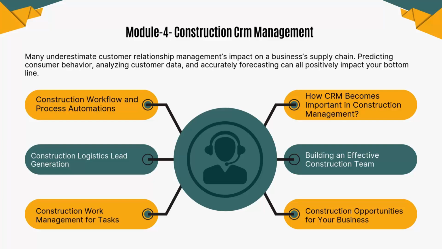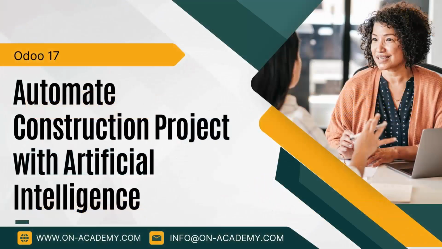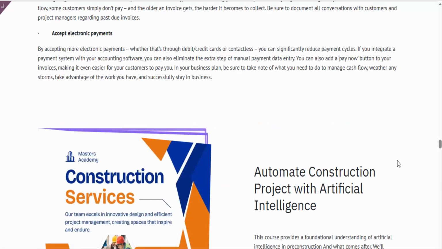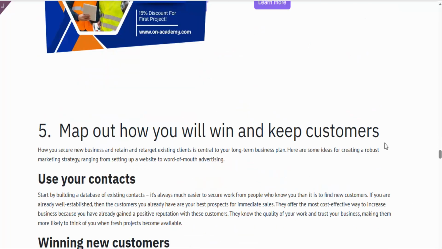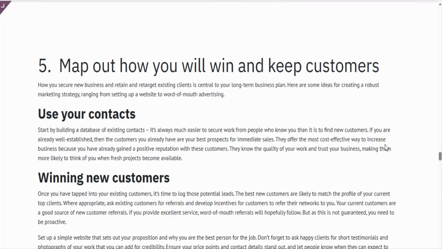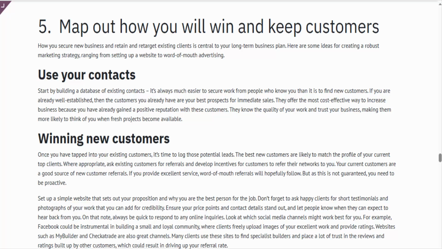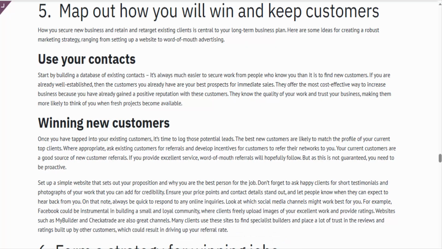Construction workflow and process automations. Construction logistics lead generation. Construction work management for tasks. Construction forecasting. Planning for disruptions. 5. Map out how you will win and keep customers. How you secure new business and retain and retarget existing clients is central to your long-term business plan. Here are some ideas for creating a robust marketing strategy.